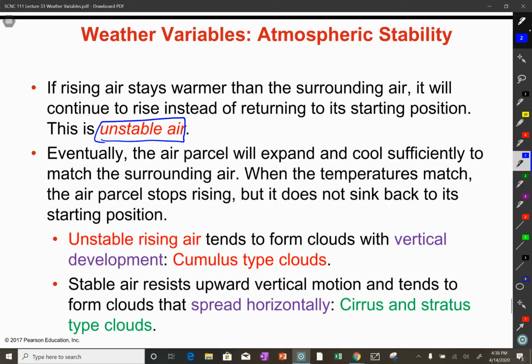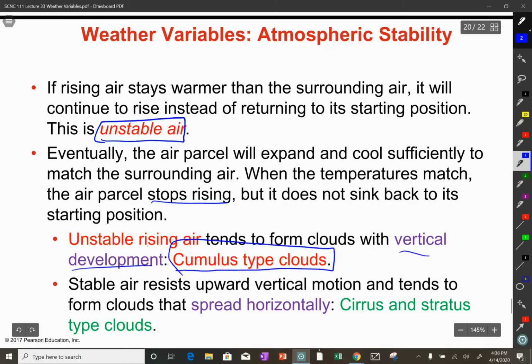And so it stops rising when you reach that equilibrium, but it doesn't sink back because it's in equilibrium. It has the same temperature, the same density as the air around it, so it just hangs out. Now, unstable rising air leads to cumulus type clouds. And we say vertical development because it's rising, right? Rising, vertical development.